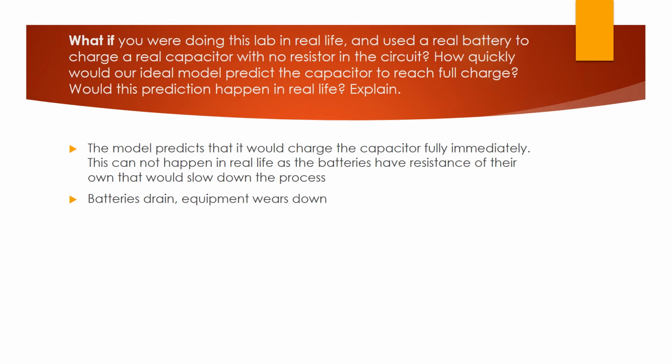Another issue that arises from using real batteries and real capacitors in a real circuit system is that batteries drain and equipment wears down over time. So if one class was to do this experiment or lab on Monday, then they would have a higher voltage in their batteries than, let's say, a class that does this lab on Friday. So the measurements recorded by those groups may be different slightly.